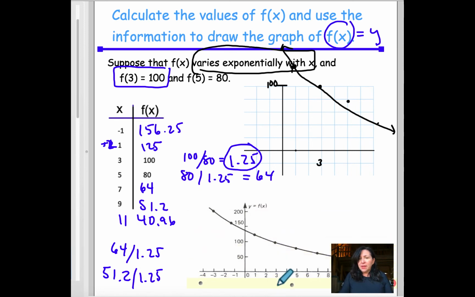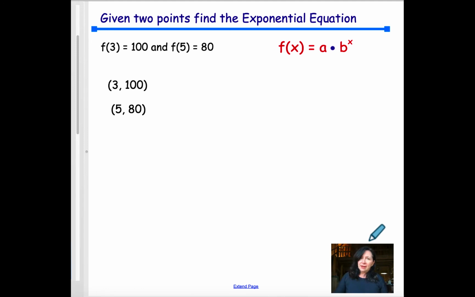Okay, so you end up getting this graph, which kind of looks like this. It is exponential, and it keeps going up like that. So we did the graph. Your next step, after you find the graph and after you can use your multiplier, is actually to come up with an equation that works. So I'm going to show you how to do that by hand first.